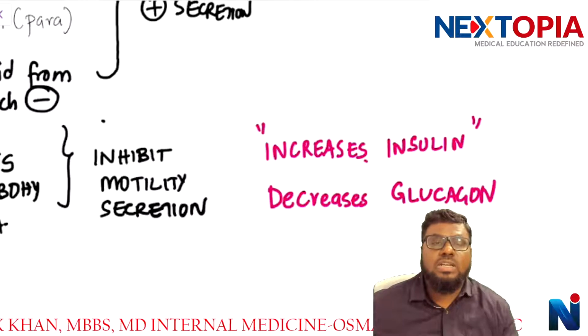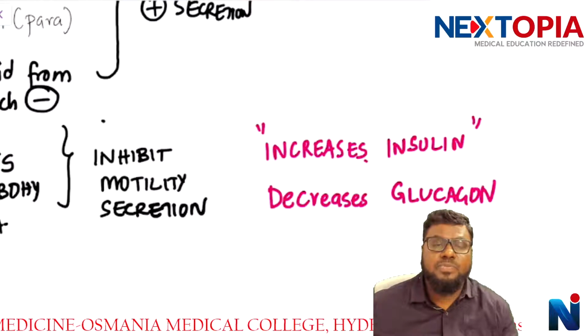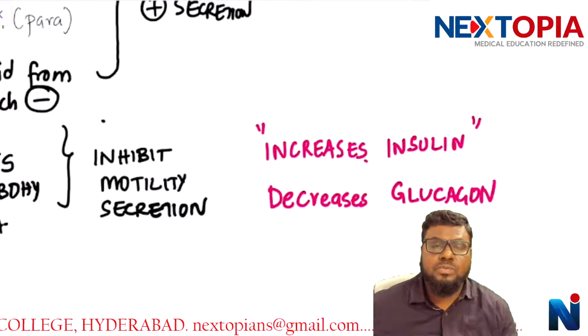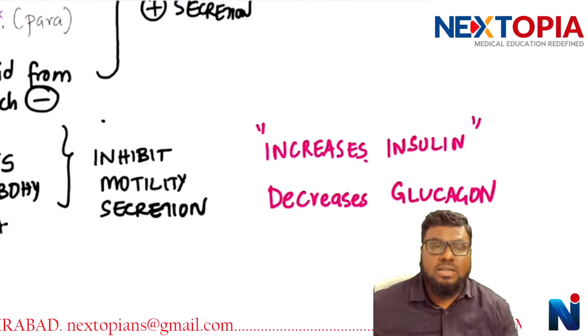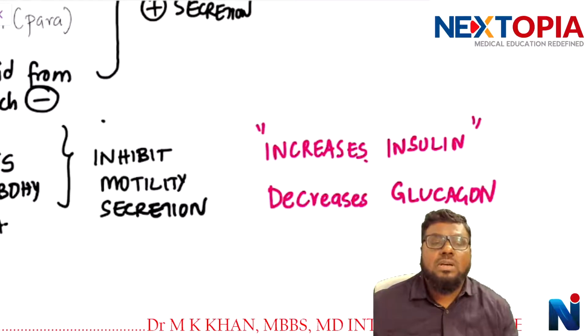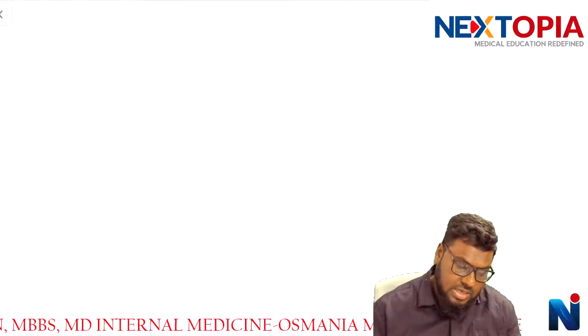So this is all about the neuronal and endocrine control of the GI tract. All right. Next we'll discuss the motility of the GI tract. Next we'll discuss the chapter of motility.